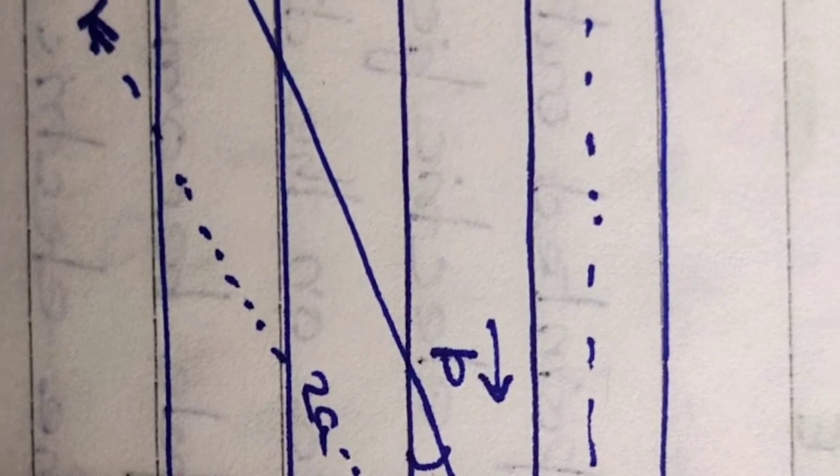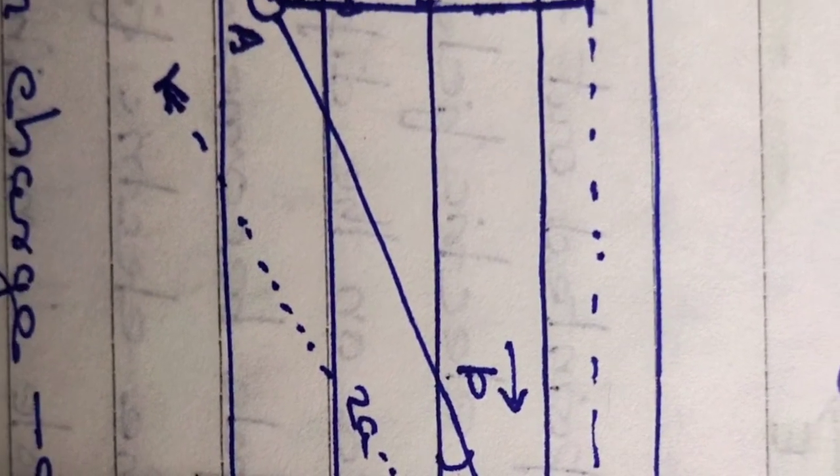Now, electric dipole in a uniform electric field. Consider an electric dipole consisting of charges minus q and plus q and of length 2a placed in a uniform electric field E, making an angle theta with the direction of the field. See the figure, then I will be explaining. Force on charge minus q at A equals minus qE, opposite to E, and force on charge plus q at B equals qE along E.